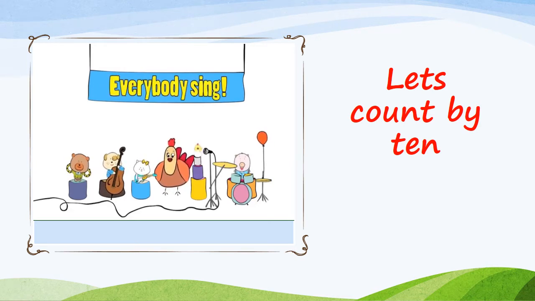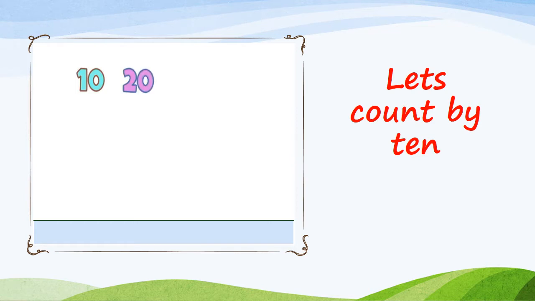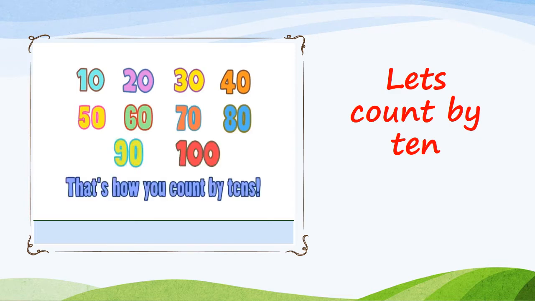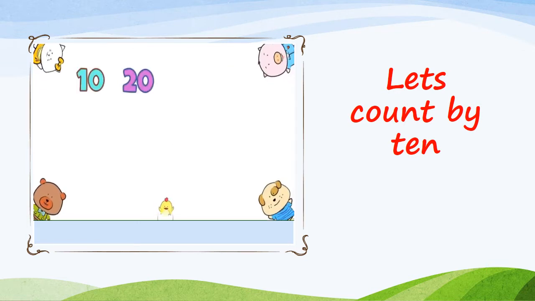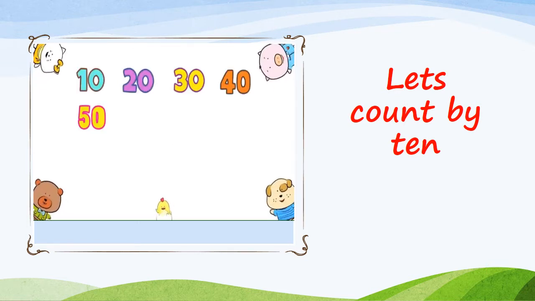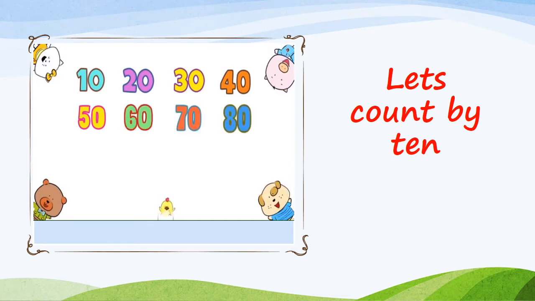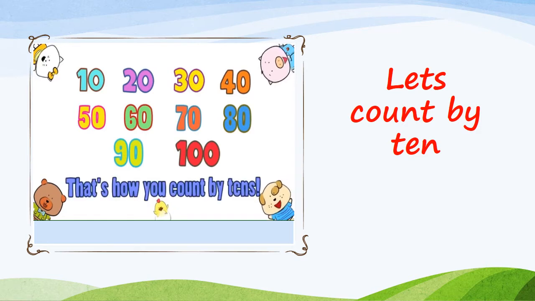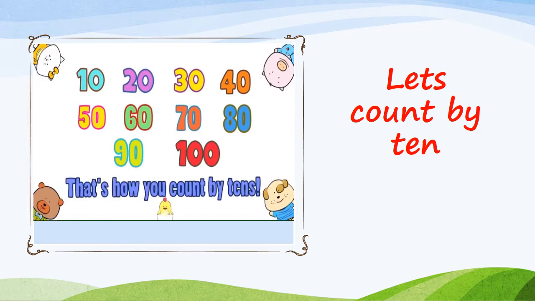Everybody sing! 10, 20, 30, 40, 50, 60, 70, 80, 90, 100. That's how you count by tens. 10, 20, 30, 40, 50, 60, 70, 80, 90, 100. That's how you count by tens.